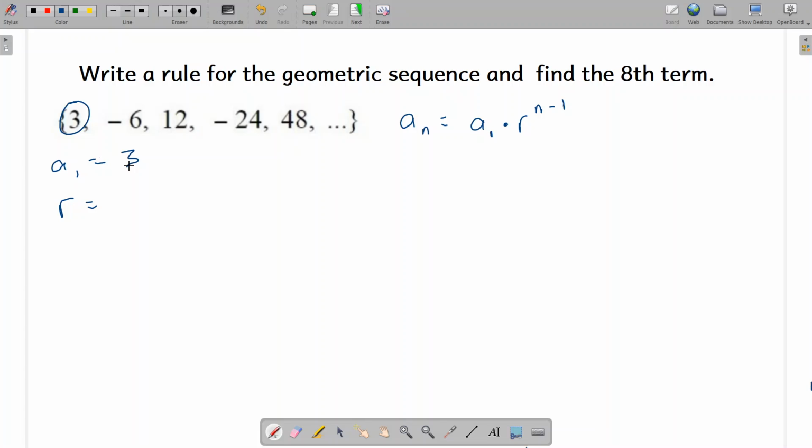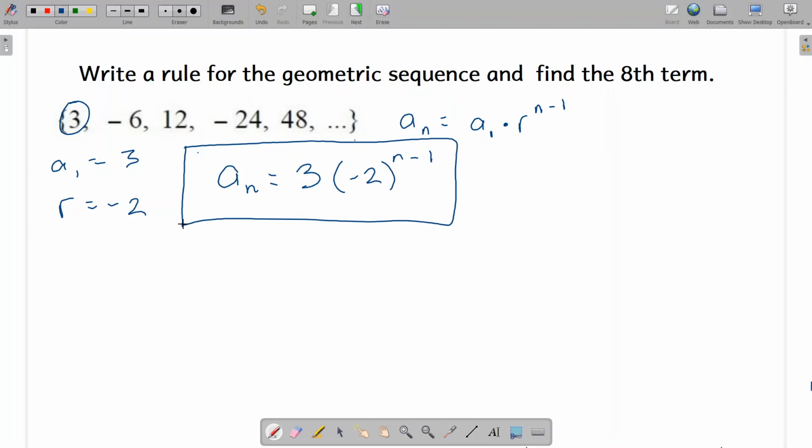For this particular sequence, I can pretty easily tell that I'm going to be multiplying by -2. Once I have that information, I just plug it into this formula. So I would get a_n equals 3 times -2 to the n minus 1 power. This is my rule. If I want to find the 8th term, it's as simple as plugging in 8 for n. So we want to find a8.